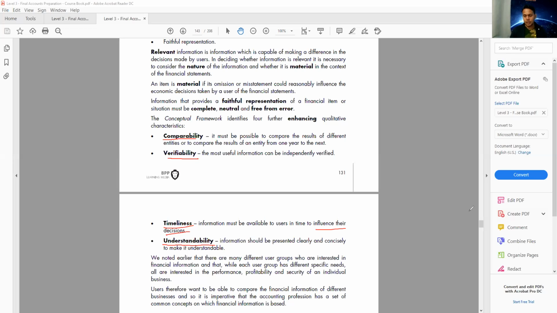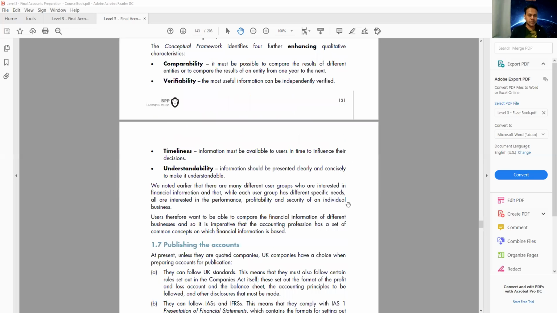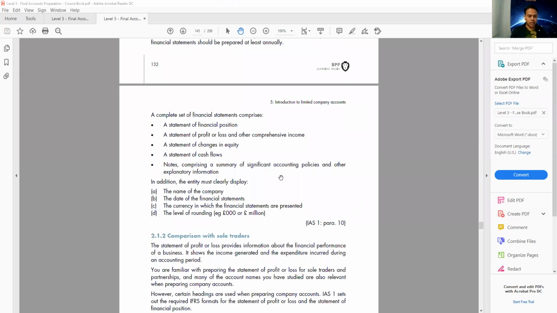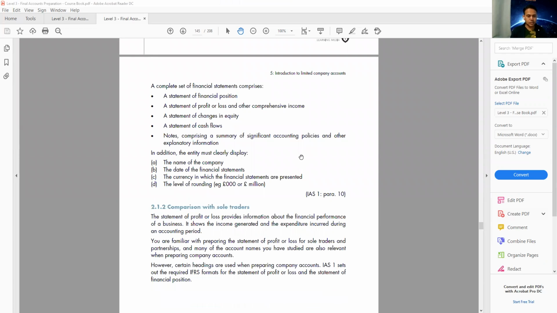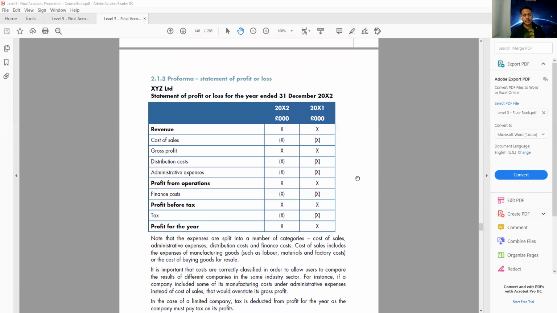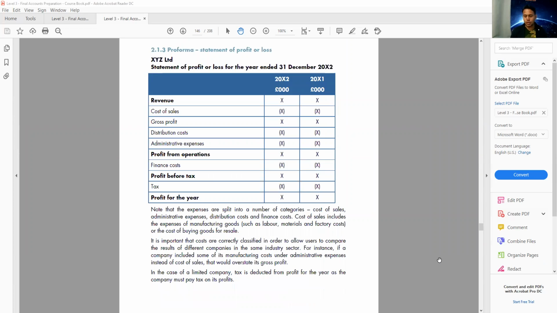All right, so let's move on to our next point. Let's see what else we have. This is all the theory here I can see, and we already discussed that. Statement of financial position, statement. This is the template. That's it. There's a template for the profit and loss account. I think you already know the template. So let's quickly have a look.